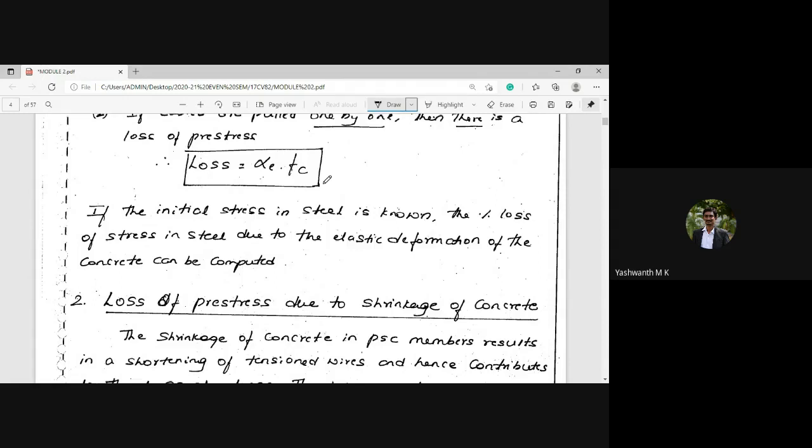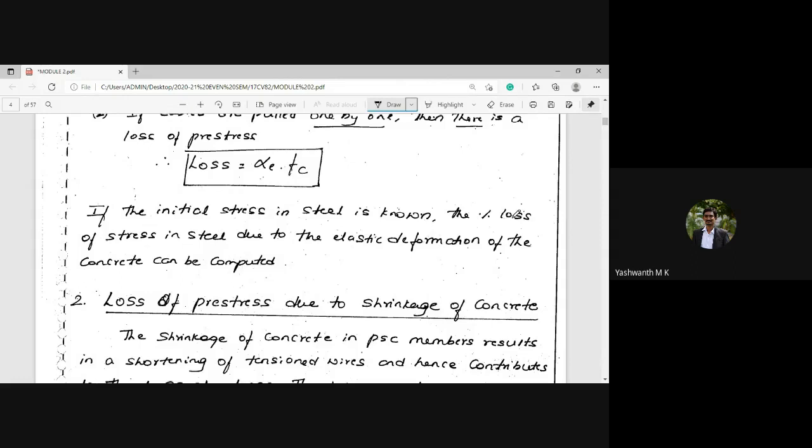Is it clear? So like this, we need to calculate the loss of pre-stress due to the elastic deformation of concrete. Next, if the initial stress in the steel is known, the percentage loss of stress in steel due to elastic deformation can be calculated. Whatever stress has been induced inside the steel, if you know that, then you can easily calculate what percentage loss has occurred inside the PSC beam due to this elastic deformation. If you know the initial pre-stress, this is the final pre-stress. Based upon initial and final, we can calculate the percentage of loss of pre-stress in the PSC beam. This I am going to teach you while doing the problem.